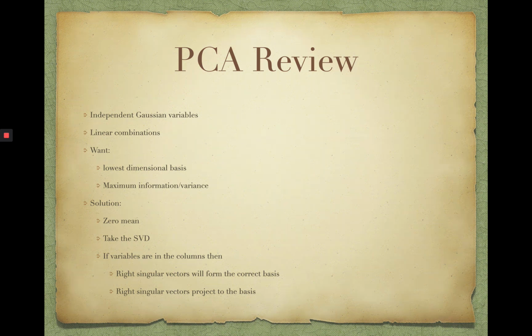The solution we said was we took the zero mean. Remember, we didn't want it off in some other quadrant. So remove the mean because we just want to deal with the slope. Then we took the SVD, right, singular value decomposition of this. And, assuming that the variables are in the columns, then the right singular vectors form the correct basis we want to look for. And as an added bonus, those right singular vectors will also project onto the basis. So it gives me a lot of nice stuff. So that solution, I'm going to show you how I can use it.